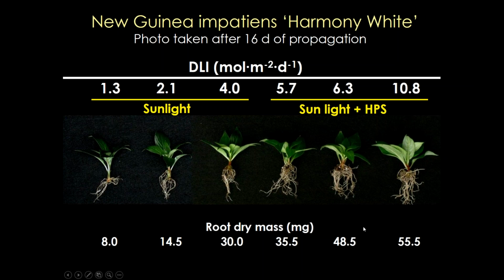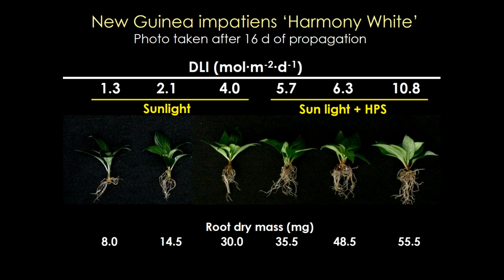And at the bottom, we can see the root dry mass. So basically what we do is we harvest these cuttings and we take off the roots and we weigh them, or excuse me, we dry them down and then weigh them. And obviously this is a good method of quantifying the number of roots. And as we increase that daily light integral, we see a very dramatic increase in that root dry mass.